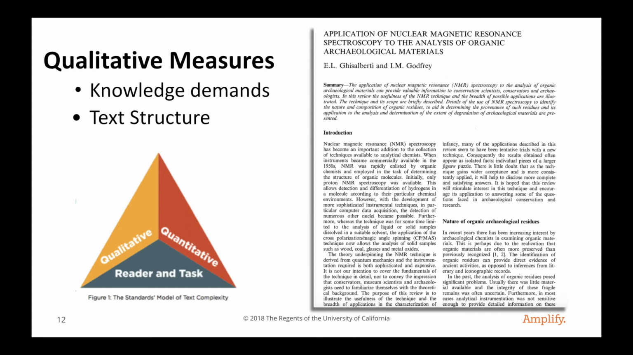To have a better way of thinking about this from an adult standpoint, think about any type of article you might read from a field of science that you're not familiar with. Like, for instance, here's an article, Application of Nuclear Magnetic Resonance Spectroscopy to the Analysis of Organic Archaeological Materials. We can break down that title from the things that we do know, looking at different words and trying to make sense of what's going on.